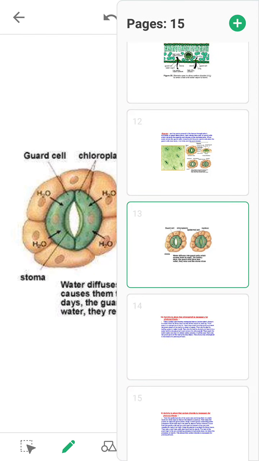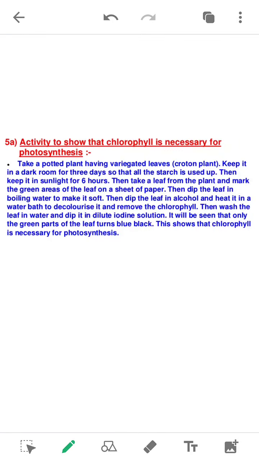Now let us perform an activity to show that chlorophyll is necessary for photosynthesis. Take a potted plant with variegated leaves. Variegated leaves means the leaves which have patches on them, like white and green, yellow and green. For example, if you take a money plant or a croton, you can see the variegated leaves. Now keep the plant in a dark room for 3 days so that all the starch gets used up. Now keep the plant in sunlight for about 6 hours.